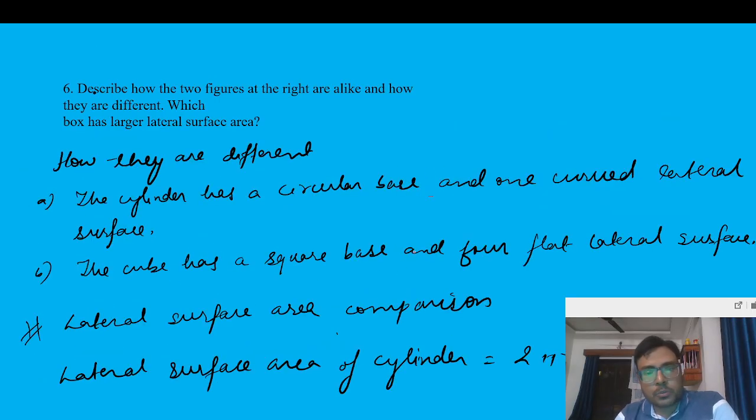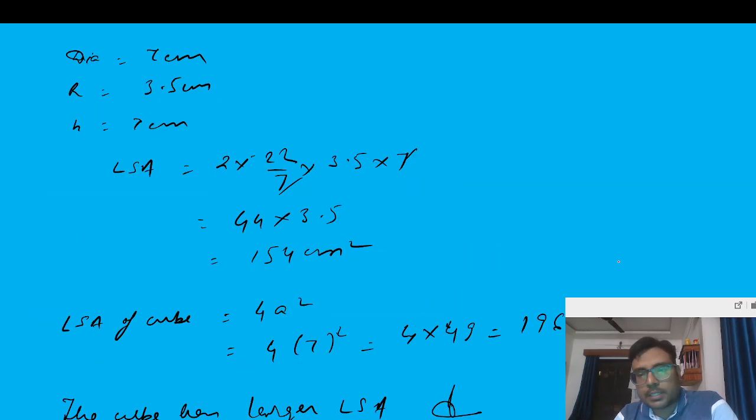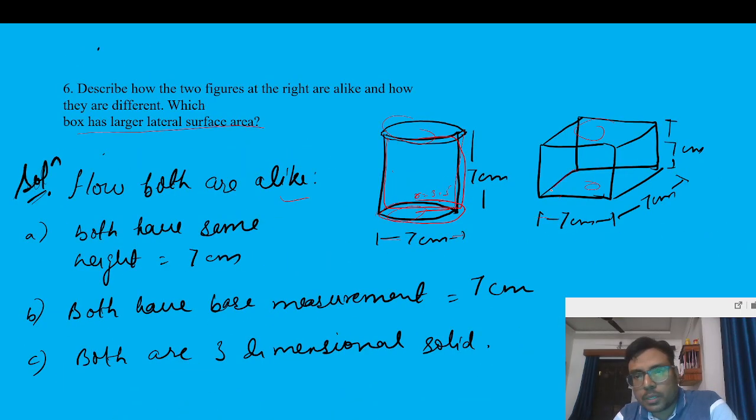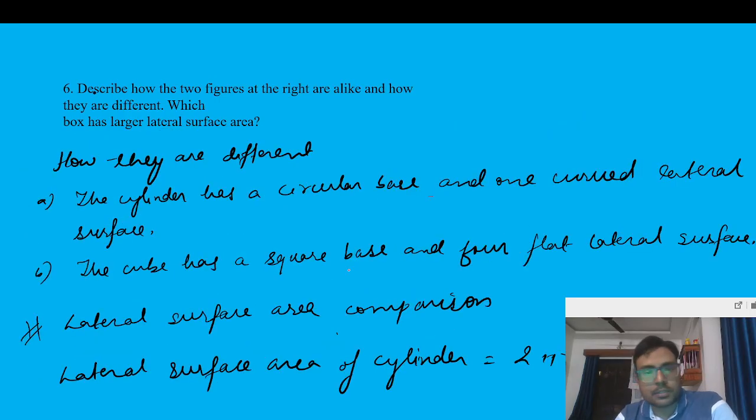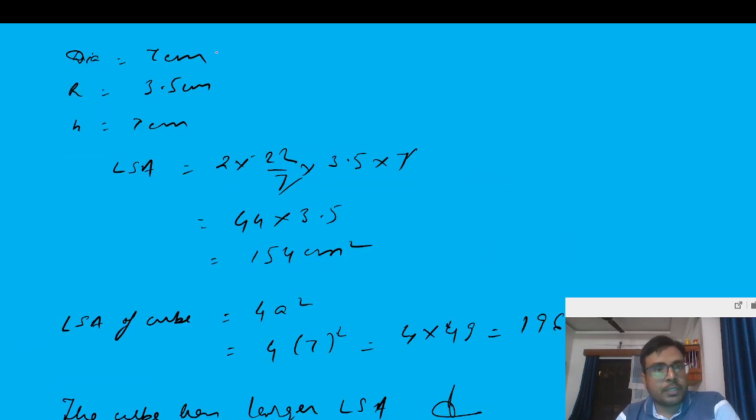The cube has a square base and 4 flat lateral surfaces. So this is the square base and 4 flat lateral surfaces. Now compare the lateral surface area. The lateral surface area of a cylinder is, I have written earlier, 2 pi r h. You don't have to cover the top and bottom. So diameter is 7 given, radius will be 3.5, height 7 given, lateral surface area is 2 pi r h.